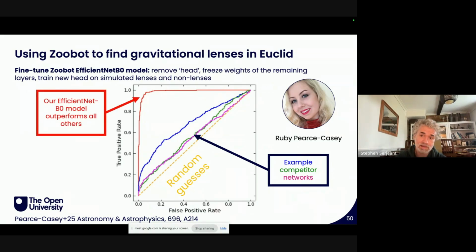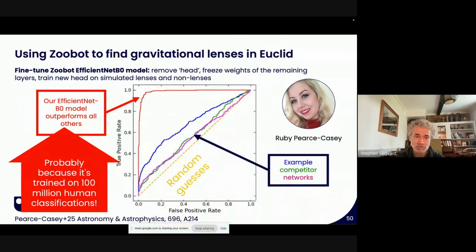This is a machine learning model from this Zoobot that Mike Walmsley developed. It's called EfficientNet B0. And what she did was she just took the very last layer and retrained that for, is it a lens, is it not a lens? And it turns out that that vastly outperforms all of the other networks. And I think the reason for that is it's based on a model that's trained on 100 million human classifications, and it's very, very hard to do better than that.